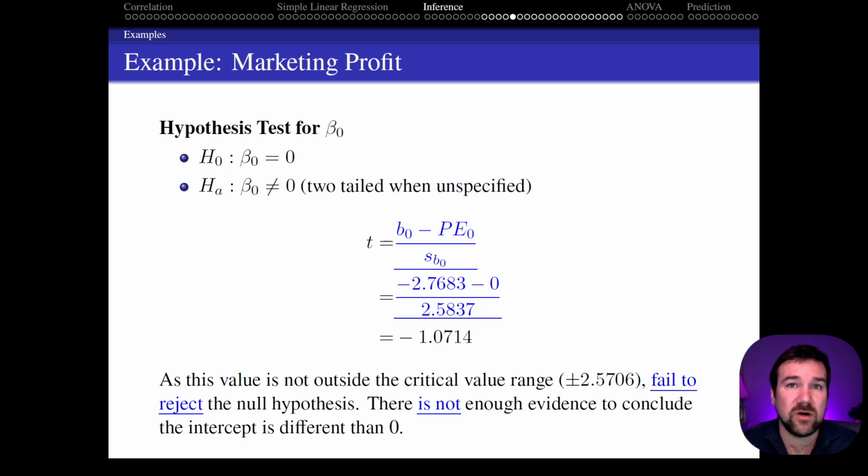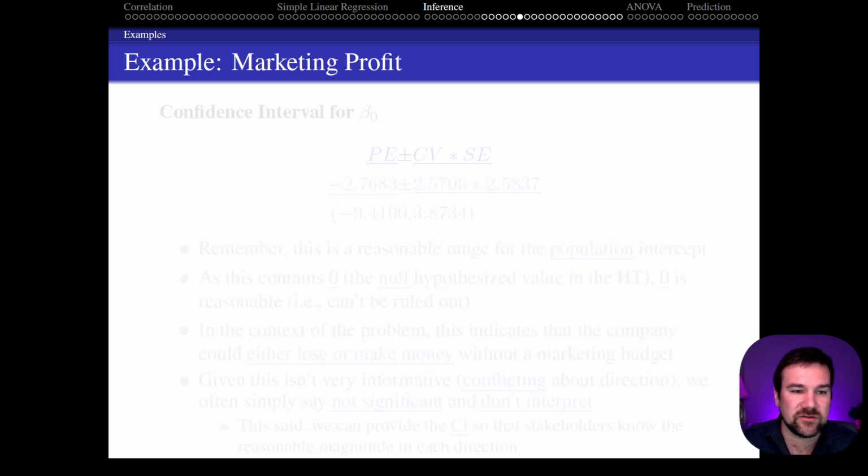By the way, I'll say most of the built-in tests in software do this test by default. And that's another reason why people just tend to ignore these tests, because built-in, it compares to 0, which is kind of a silly comparison in most applied situations. In any case, in our case, there isn't enough evidence to conclude the intercept is different than 0.